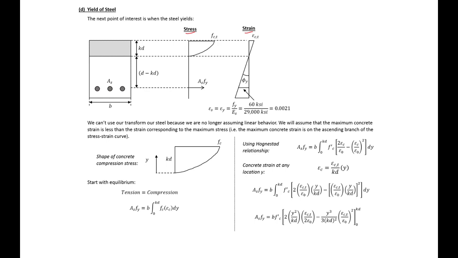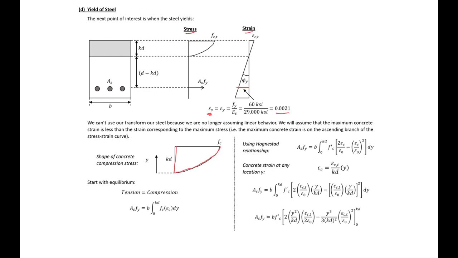This point here, we're looking at our point when our steel yields. So our steel strain at the level of our steel is equal to the yield strain. And we'll assume that our concrete stress is still on the ascending branch. So we're still within the parabola, but we're not at our maximum concrete strength yet. So this will be an assumption, so we'll need to come back and check it later.